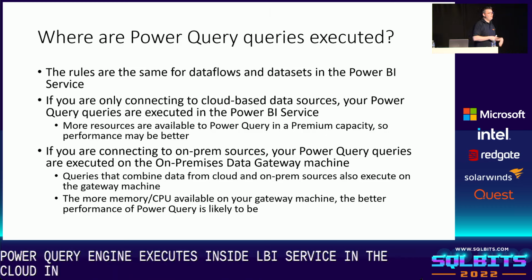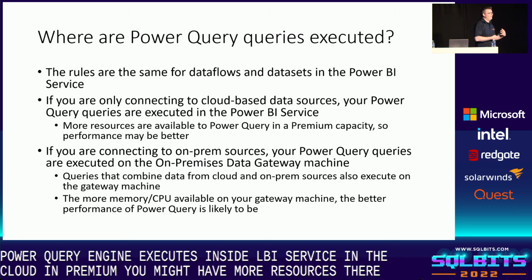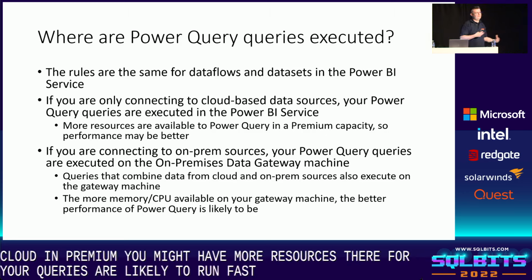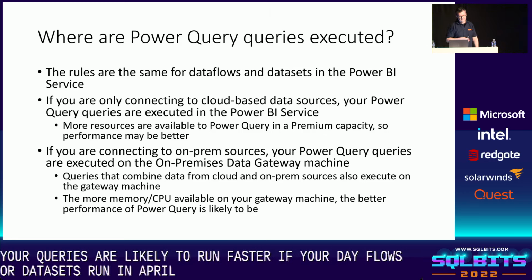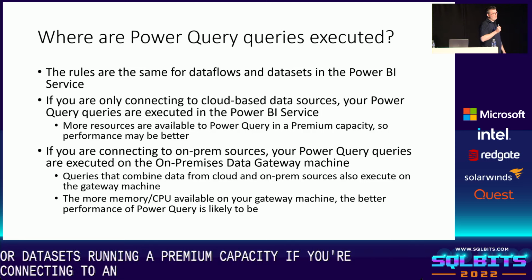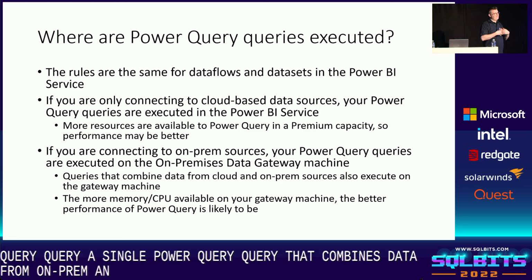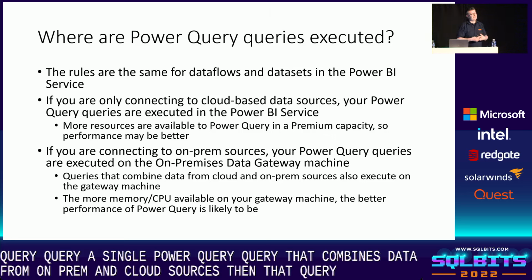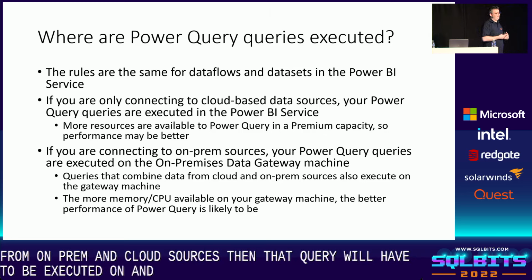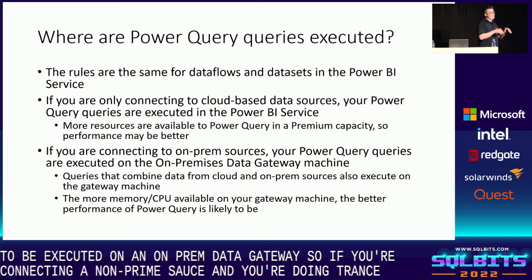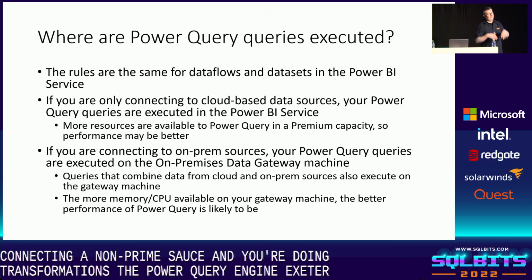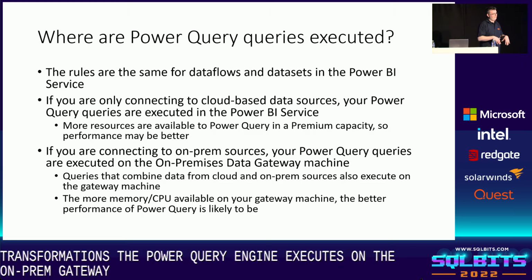In Premium, you might have more resources. Therefore, your queries are likely to run faster if your data flows or data sets run in a premium capacity. If you're connecting to an on-prem source, or if you have a single Power Query query that combines data from on-prem and cloud sources, then that query will have to be executed on an on-prem gateway. So if you're connecting to an on-prem source and you're doing transformations, the Power Query engine executes on the on-prem gateway server, which means that's where you need all the resources.